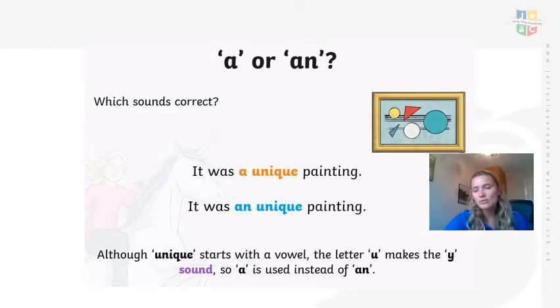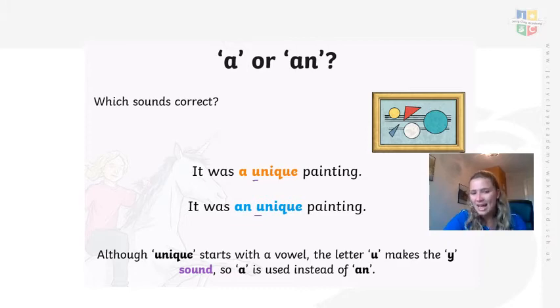Now, sometimes the rule doesn't always work, which is where we have to read our sentence to make sure it makes sense. So it was a unique painting, or it was an unique painting. Now this is where sometimes the rule doesn't always work, because we know unique starts with a U. So you would think that the word before it would be an, because U is a vowel. However, it doesn't always, because the letter U makes a Y type of sound.